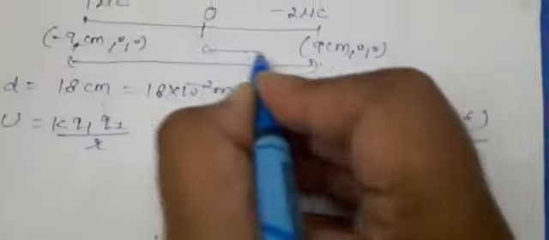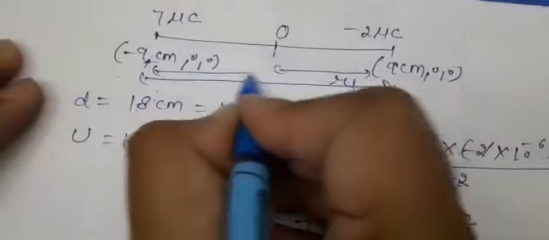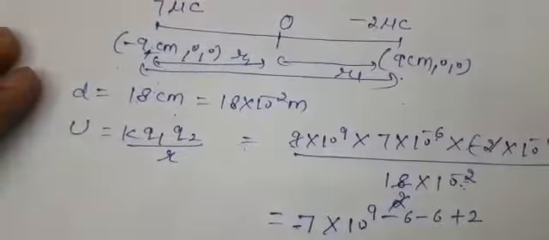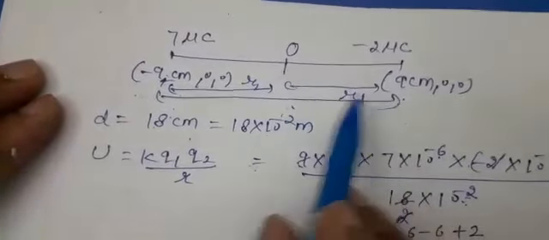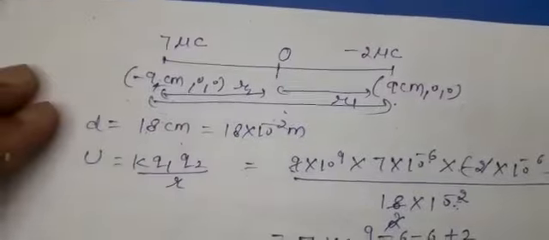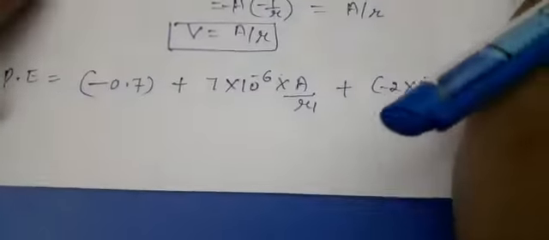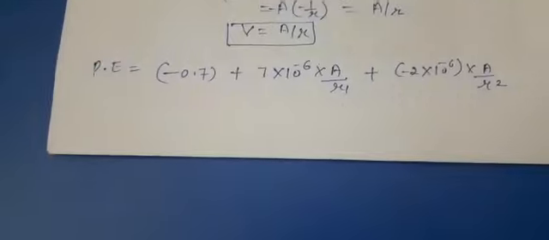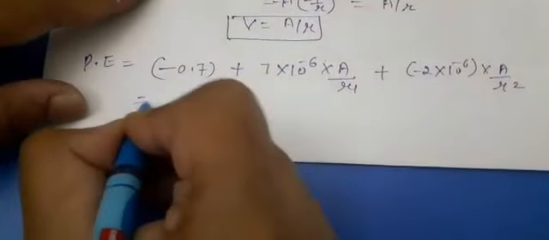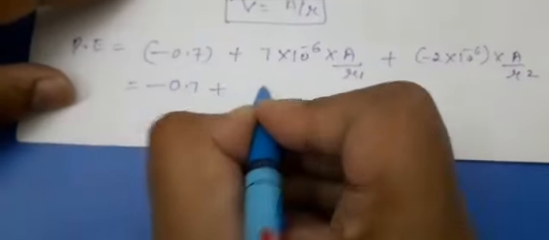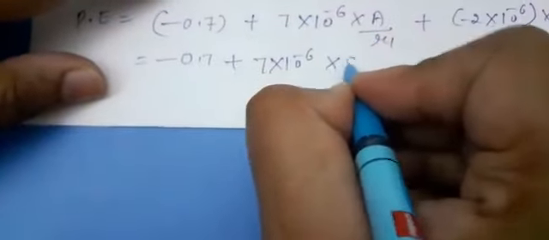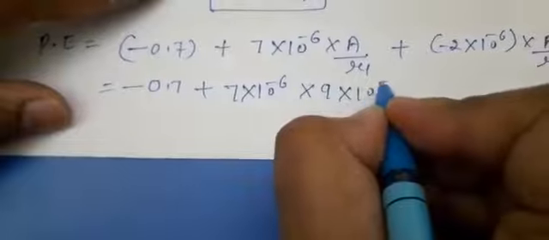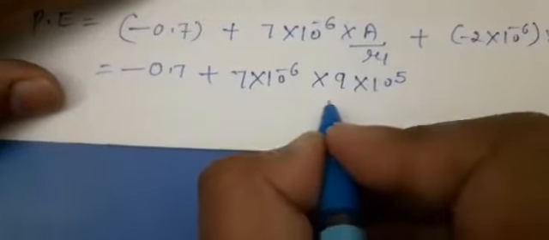Coming to the figure, this distance will be R1 and this distance will be R2. Numerically this distance is 9 centimeter here, 9 centimeter here. So R1 and R2 will be 9 centimeter, which we will convert into meters. So here it will be minus 0.7 plus 7 into 10 raised to the power minus 6. The value of A is given in the statement, 9 into 10 raised to the power 5 coulomb per meter square.